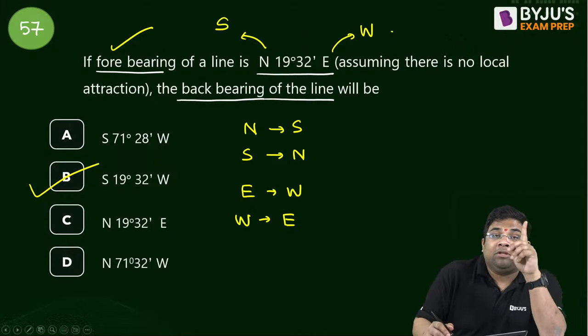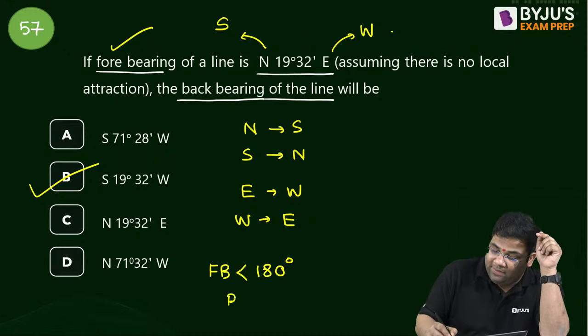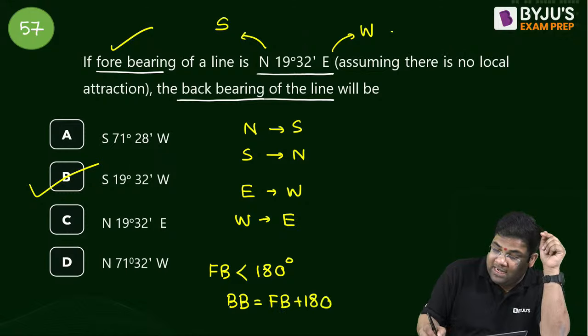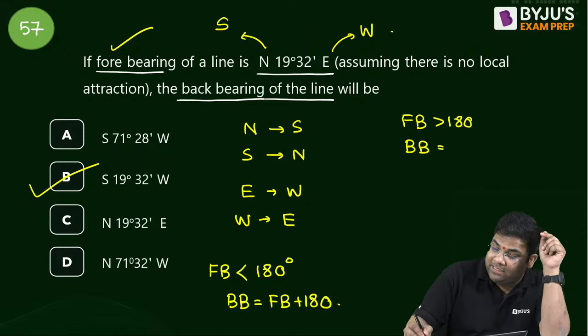If they give in whole circle, then if the fore bearing is less than 180, the back bearing will be fore bearing plus 180, right? Yes. And if the fore bearing is greater than 180, then the back bearing will be fore bearing minus 180. Very good. 4 minutes to go.